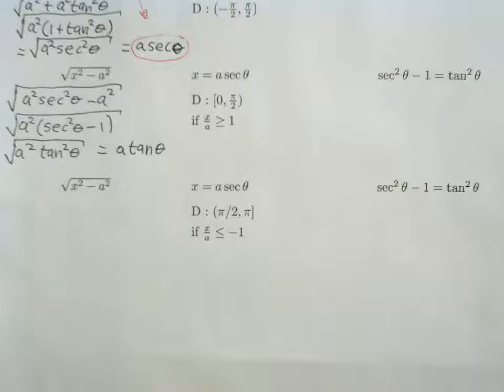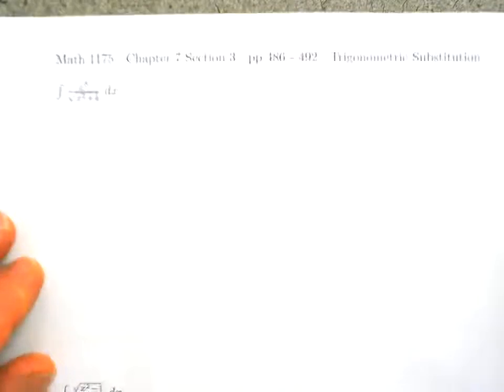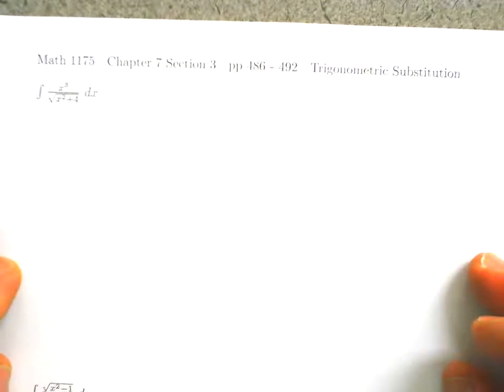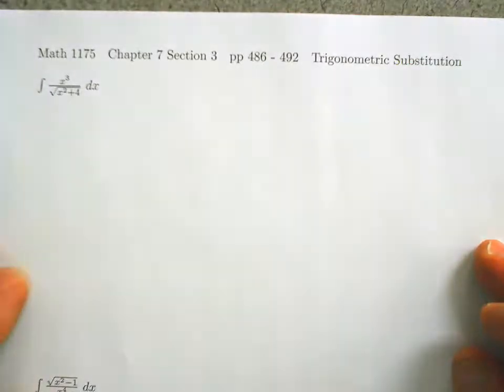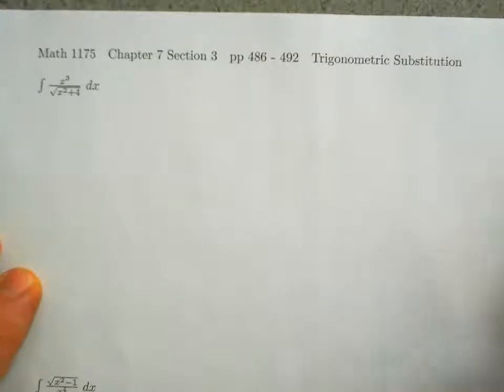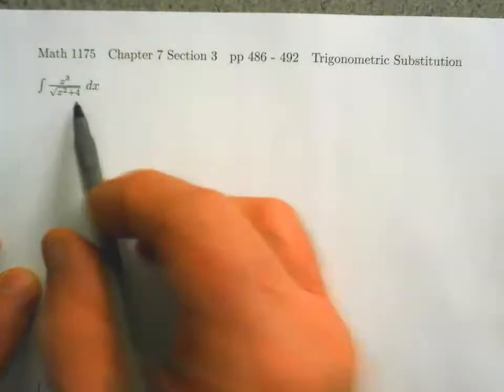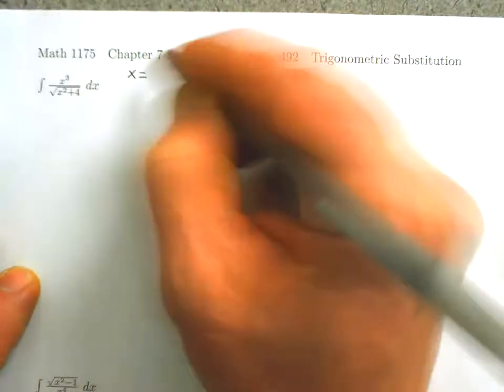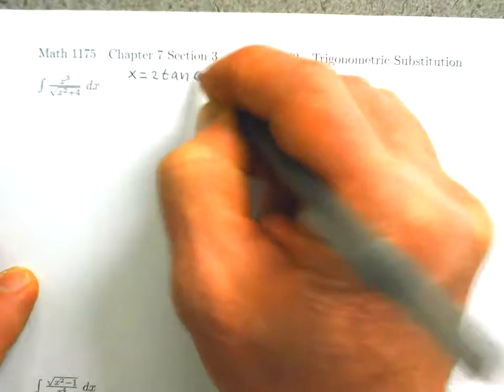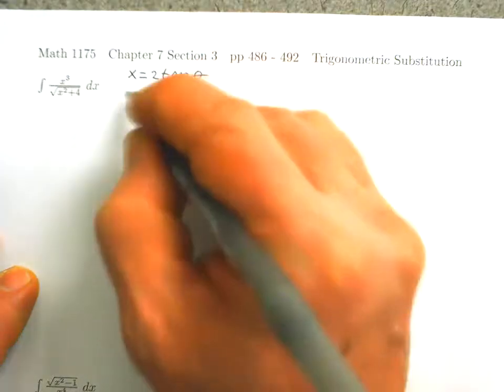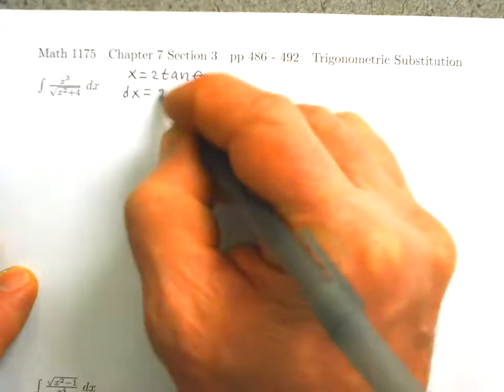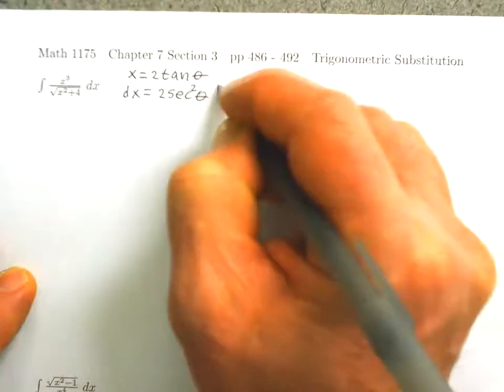Now let's look at some examples involving trigonometric substitution. Okay, in our first example, we have the indefinite integral of x to the third over the square root of x squared plus 4 dx. So for this form, the square root of x squared plus 4, we pick x to be 2 times tangent of theta. And so dx will be 2 times secant of theta squared d theta.